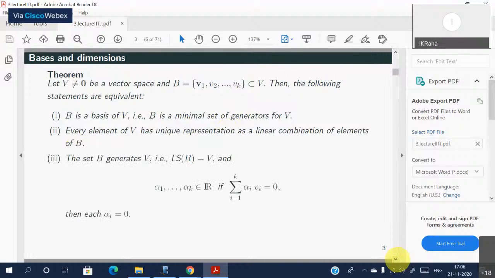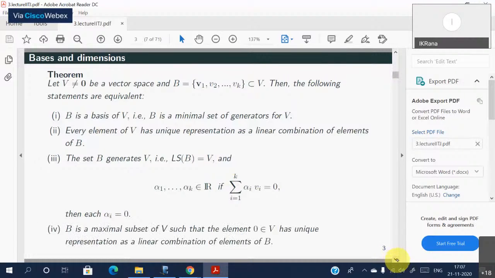And the third version is that these vectors in B generate V. That means everything is a linear combination, right? And instead of unique, we are putting a condition now that if a linear combination of them is 0, then each one of the coefficients is 0. So this is the third equivalent way of describing. And the fourth is it is a maximal subset of, it should be B, not V, of B, which says that every element has a unique representation in B. So these are four different ways of describing what is a basis.